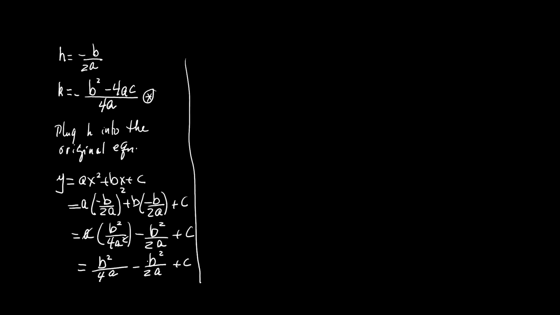This is half of that. So a quarter of something minus a half of the something, it's negative a quarter of that something. So it's negative b squared over 4a plus c. Get a common denominator. I'll get negative b squared plus 4ac over 4a. Factor out a negative sign.